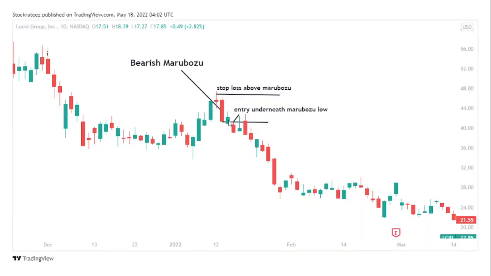So we've got a bearish Marubozu here. Long candle. Small wick. And we put our stop loss somewhere above. Not right above, because it could get easy to stop out that way. But a little bit above the Marubozu, and then as soon as price goes below, we enter. So we would have entered on this candle here, and then a fierce downtrend ensued.